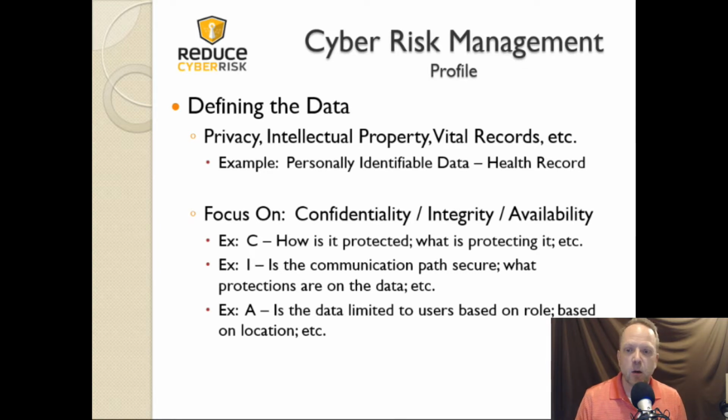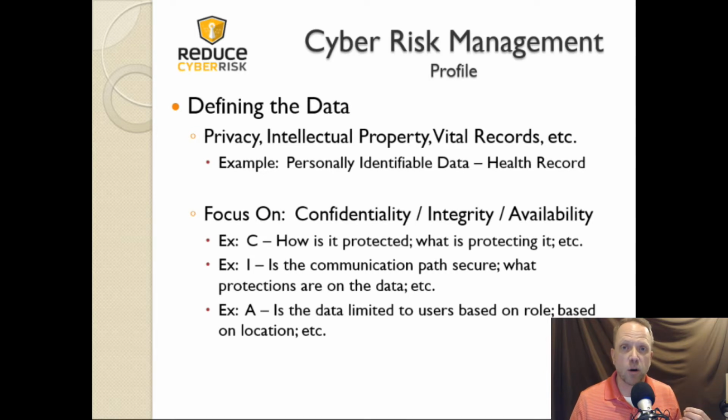How is it protected? What is protecting it? Is it protected in the fact that if something were to happen to it, like say for instance you have your secret sauce, your 11 herbs and spices, if that got out and somebody got a hold of it, is it still protected? Is it wrapped in its own little protected mechanism? Or is it raw data where if somebody got it, that's the end of the day? So that's your confidentiality. Are you protecting the information from a confidential standpoint? Integrity. Is the communication path secure? If you have from point A to point B, are they both secure?